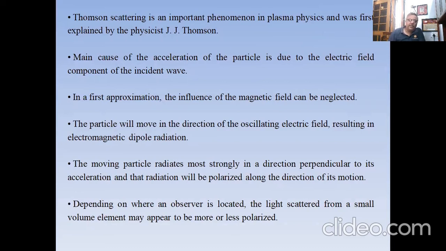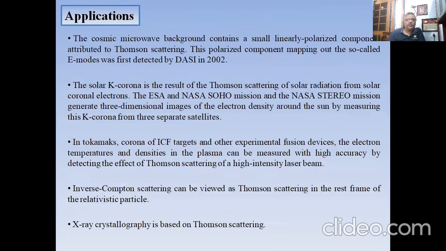Depending on where the observer is located, the light scattered from a small volume may appear to be more or less polarized. So the light that is obtained after the scattering is polarized light, and in due course you will see how it is polarized. The major applications of Thomson scattering are in the cosmic microwave background. This polarized component mapping is called E modes and was first detected by DASI in 2002.